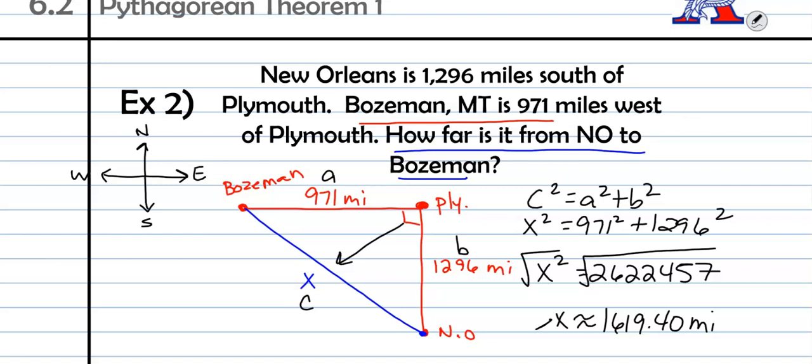So just double check and make sure that that makes sense. Your hypotenuse should always be your longest side. So it should be bigger than 1296, but probably not by a whole ton. All right. Yeah, so that's that. You can go ahead and get started with your practice for 6.2.